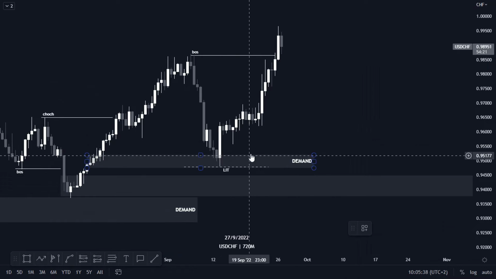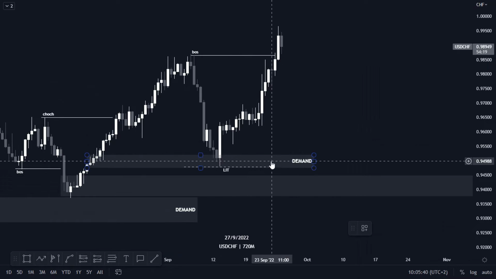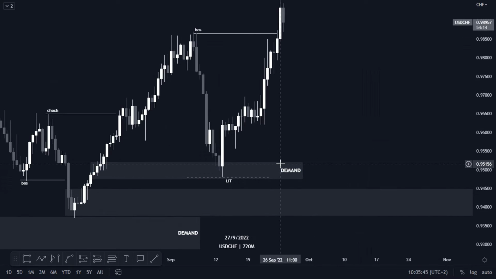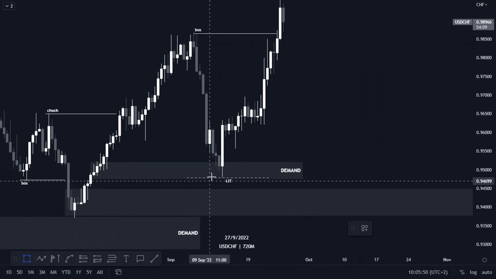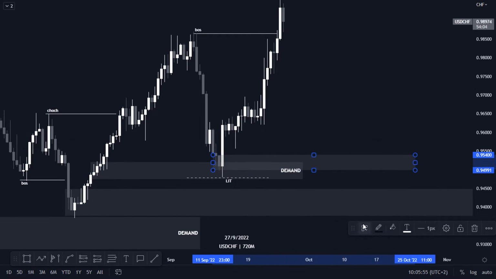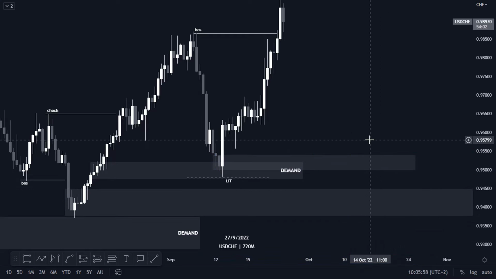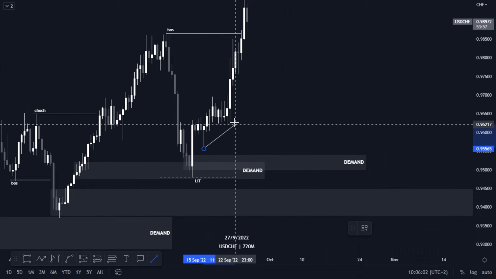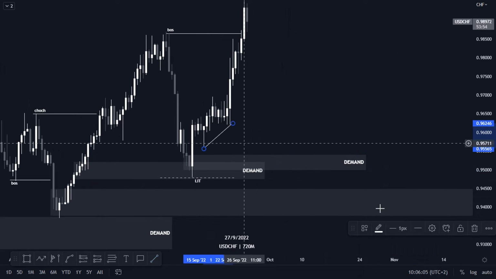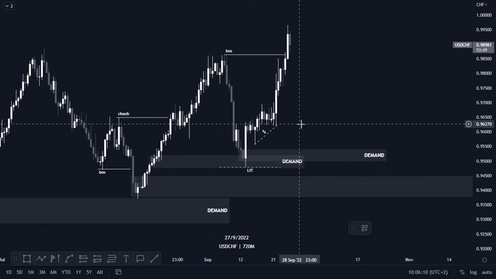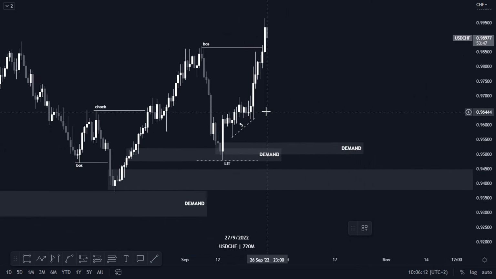Okay, so since this demand level was mitigated and it held, I also will be looking for possible buying opportunities at this demand level on the 12-hour chart, because now we can see that we have this liquidity lying below these lows here, and yeah, so now two possibilities.